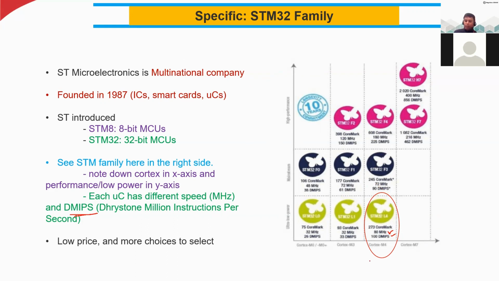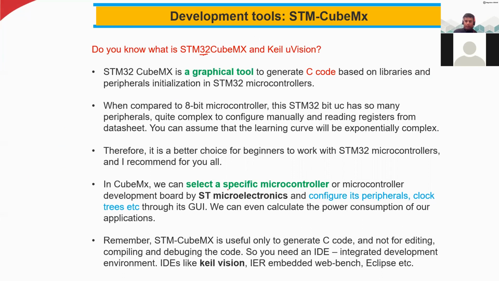This is the Nucleo board. They also have the Discovery board and Evaluation board. So we are going to use Nucleo-64. You have to select the specific microcontroller which you are going to use, or which one you are going to connect to your PC. That is the hardware you are going to use, and the development board, that is the Nucleo-64. And then configure its peripherals, input, output, and also the clock tree and so on.